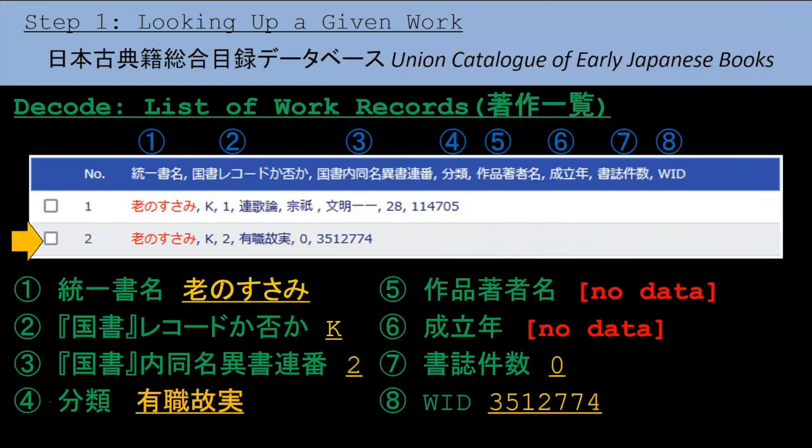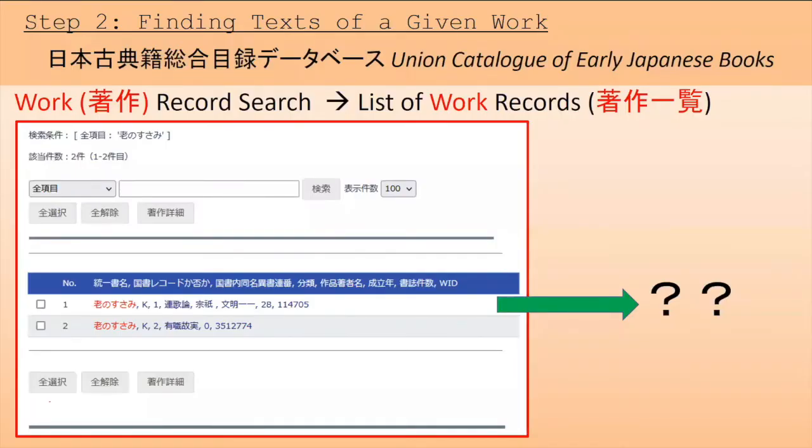By way of comparison, the other work, also called Oi no Sasami, has a less fulsome work record, with no author or date, and indeed linking to 0 records on the NIJL database, which indicates that, while carried over from the original Kokusho Somokuroku, none of the catalogs since shared with NIJL has turned up a single example of it. Fortunately, our work of interest here is not so rare, and after successfully identifying Sogi's own Oi no Sasami in the list of work records seen here, we can proceed to step 2, finding actual text of a given work.